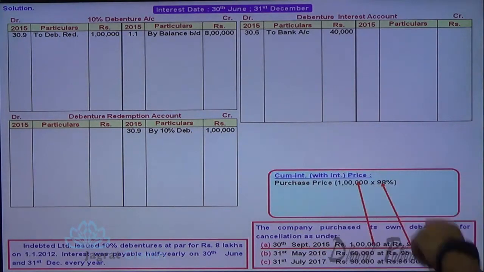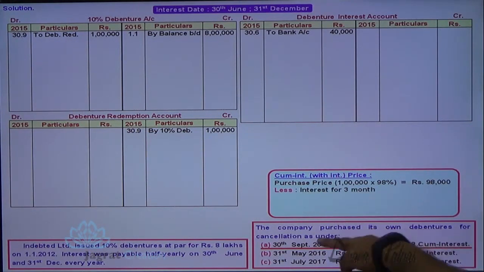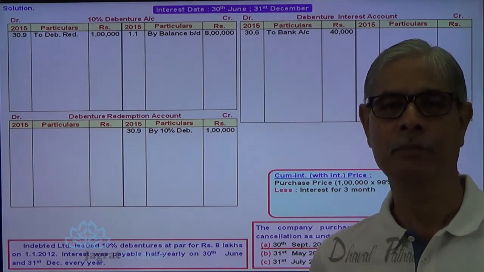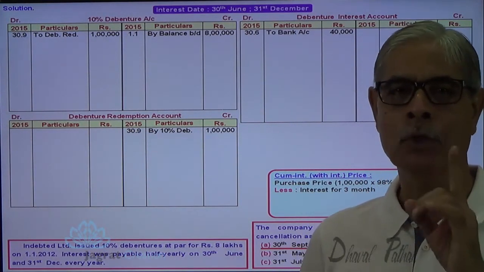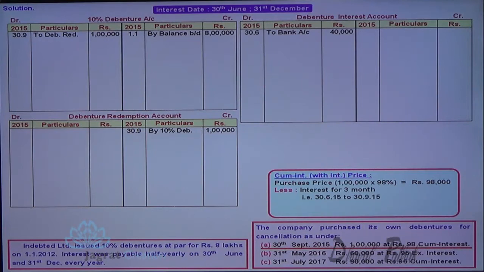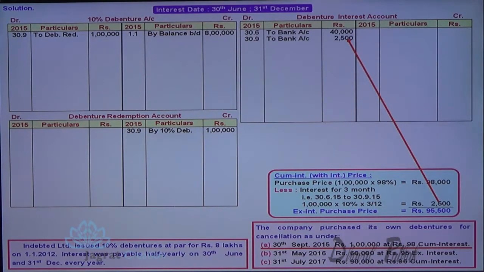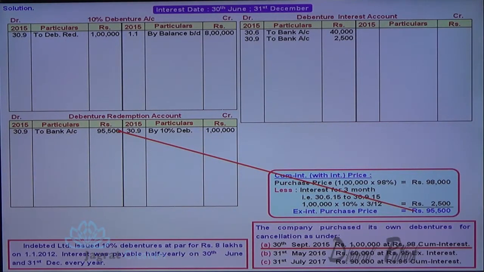Now payment for redemption. What is the amount paid? The cum interest price is 98%. When we purchase, we pay interest for the period till the date of the transaction, starting from the last date on which the interest was paid, 30th June. Here the transaction has taken place on 30th September. So 3 months interest will be required to be paid. That is 2,500. So the ex-interest purchase price will be debited to Debenture Redemption Account. Debenture Interest Account debit 2,500. Debenture Redemption Account debit 95,500. To bank account credit 98,000. Cum interest price is to be credited to bank account.